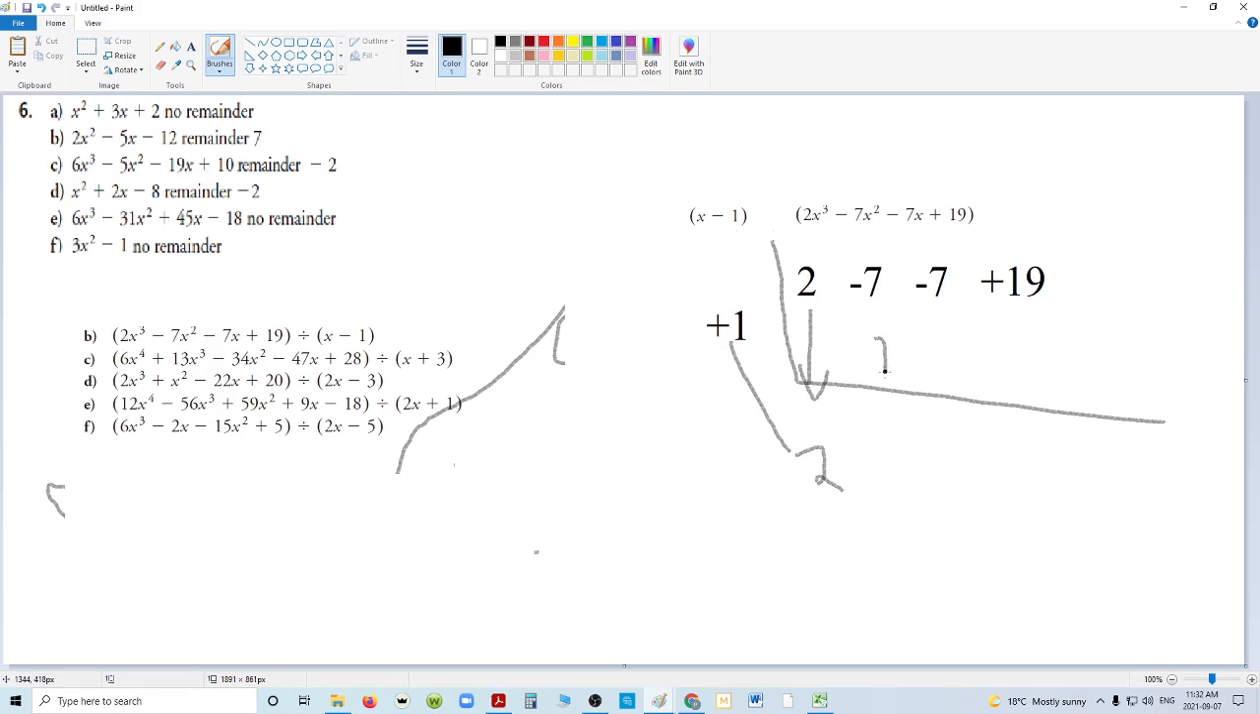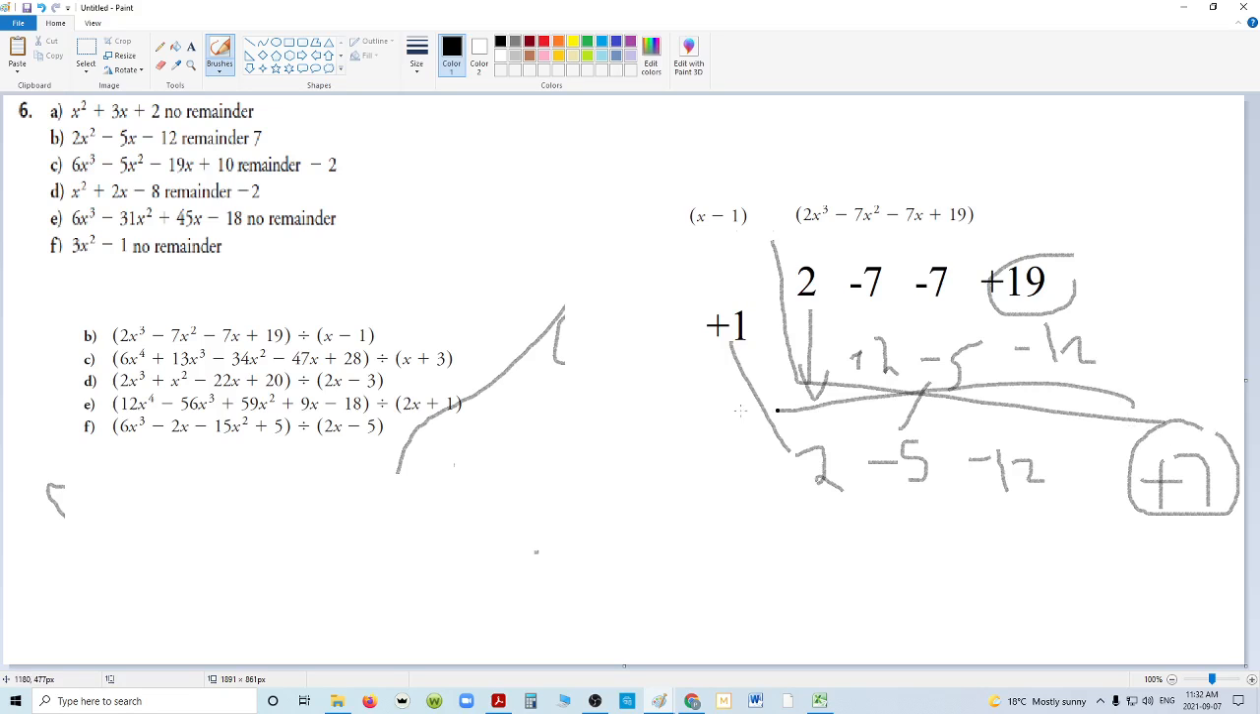1 times 2 is positive 2. When I add these, I get minus 5. When I multiply by 1, I get minus 5. Goes up there. When I add these, I get minus 12. When I multiply by positive 1, I get minus 12. And when I add these, I get plus 7. So we can see this one has a remainder of plus 7.